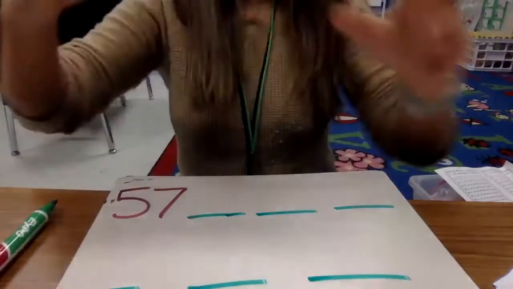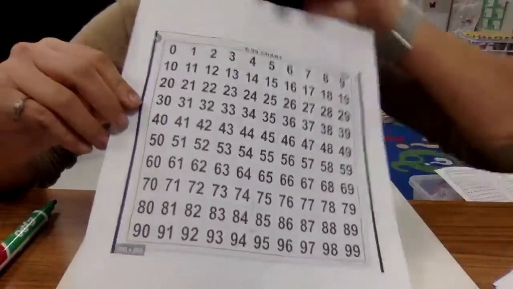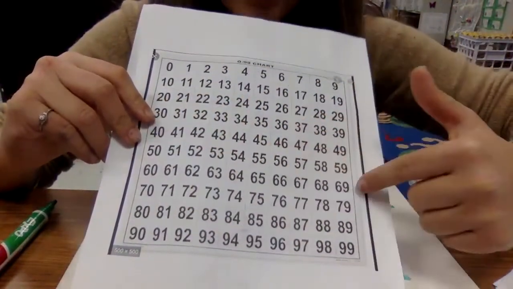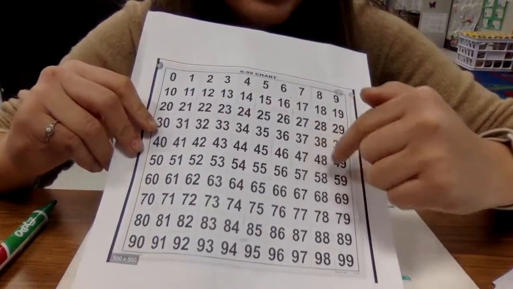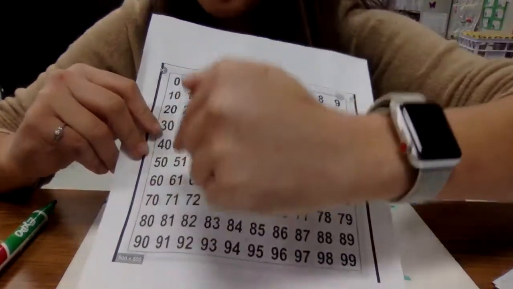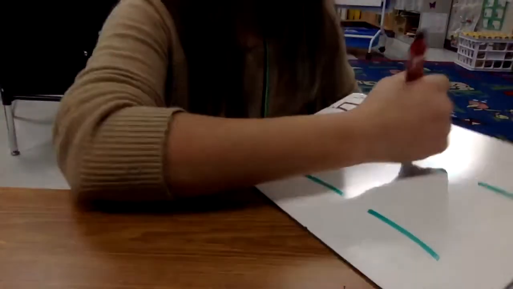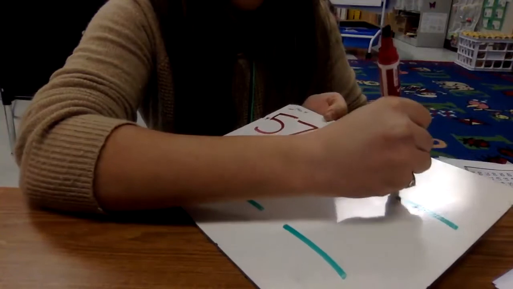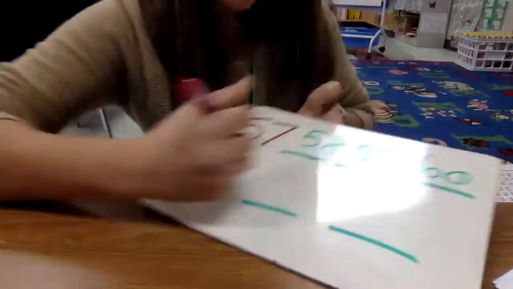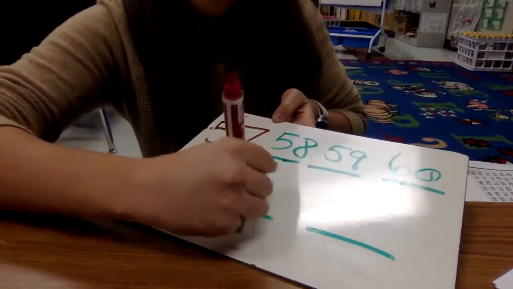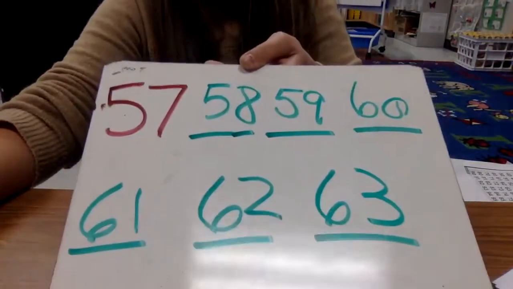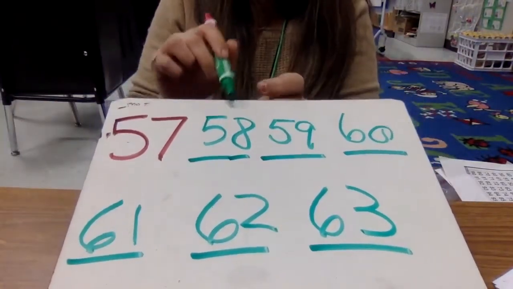Well, if we don't know, we can always look at our hundreds chart. Let's find 57 together. Here it is. I'm counting forwards. I am moving this way on my hundreds chart. So it'll go 57, 58, 59, 60, 61, 62, 63. Okay, we're just going up, counting forward by 1.